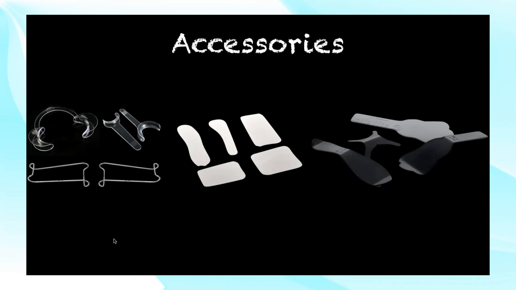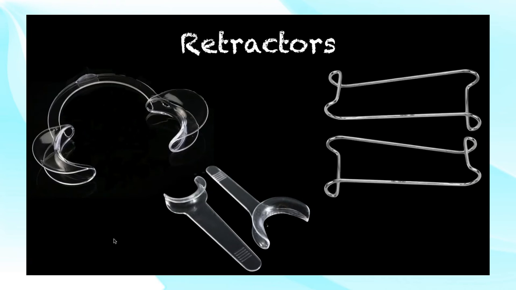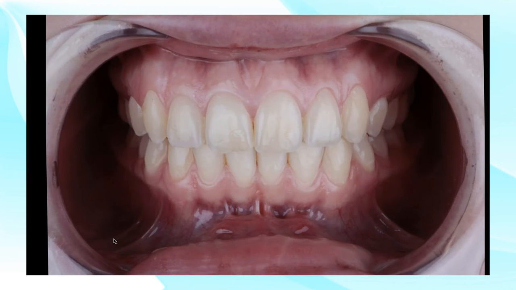Okay, so accessories. Accessories are very important. In order to get high quality photographs, we have to have at least three essential accessories. The first one is retractors. We have to have retractors because we don't want to have our fingers retracting the cheeks of a patient. If you have good case presentation, we have to have good photographs, and that's going to increase case acceptance. Photographs like this one right here, where we can see all the teeth, the cheeks are retracted, there's no fingers in the way, there's no gloves, there's no blood, and there's no saliva.